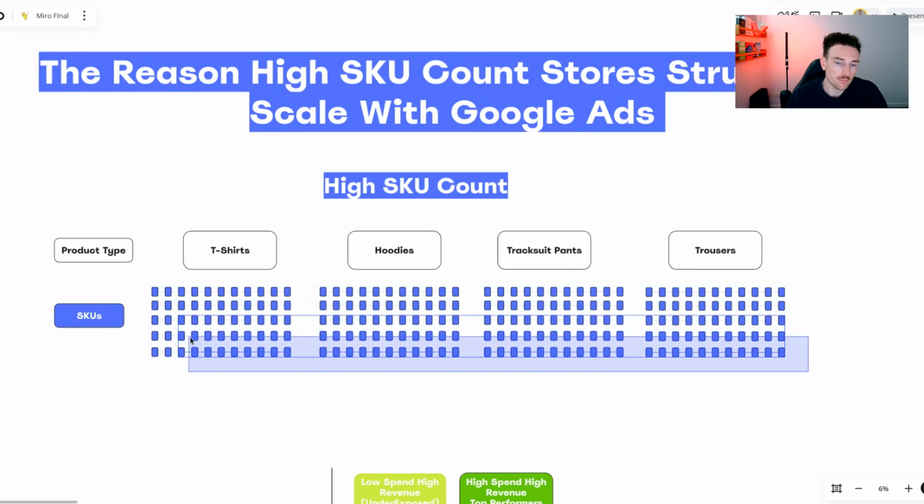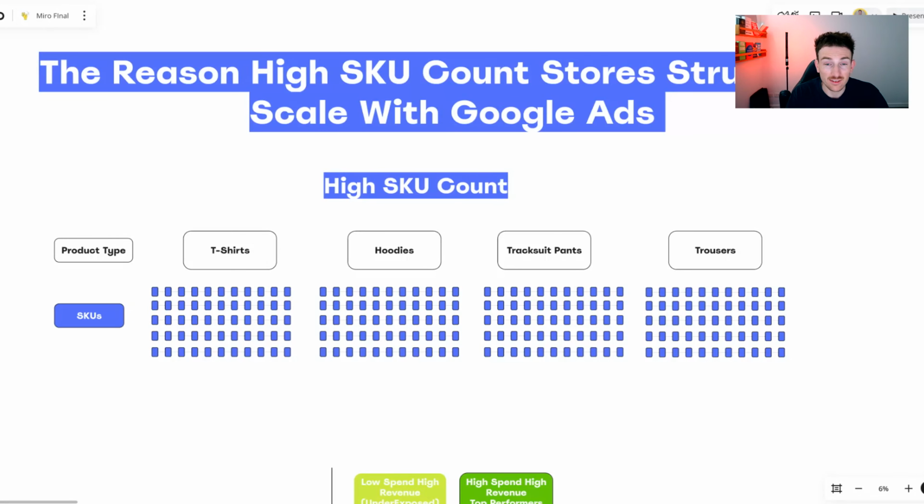Now, the biggest problem that e-commerce retailers face when they have high SKU counts is it's very hard to manage a significant amount of products. It's very hard to ensure that you're putting the most budget behind your winning products because ultimately, in every high SKU count store, the Pareto principle applies. If you're not sure what that is, essentially 20% of your products will be responsible for 80% of your revenue.